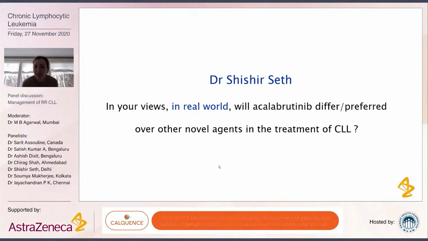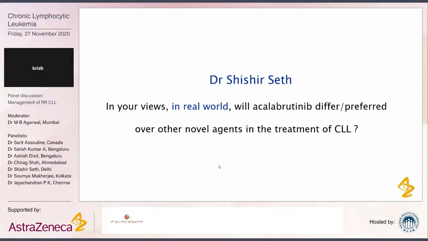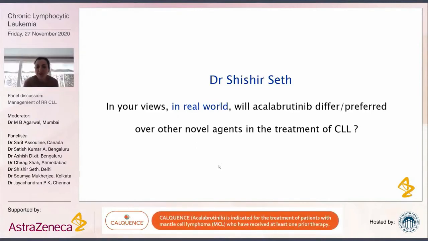Sorry about that. I think we'll have to see what happens. In Canada, acalabrutinib is fairly newly accessible, and so with a little bit more time, we'll see if it's going to be used more. I don't know. Some of the U.S. experts seem to favor the acalabrutinib for its safety profile, but time will tell.